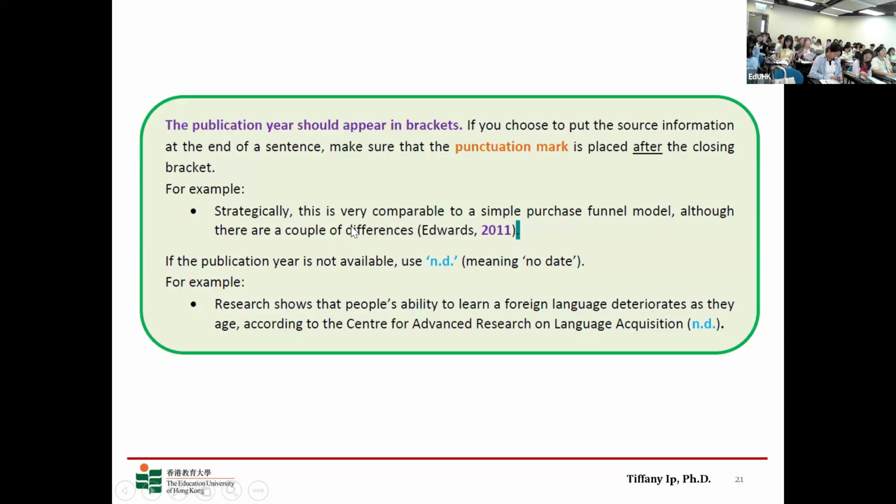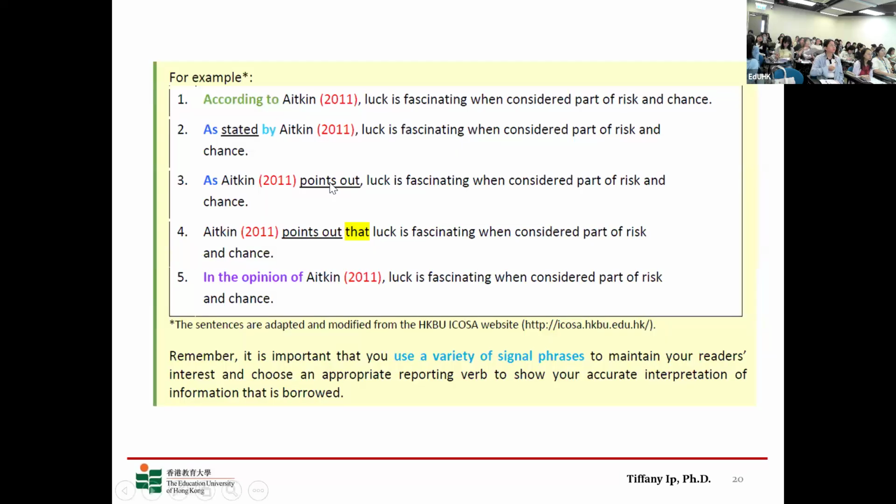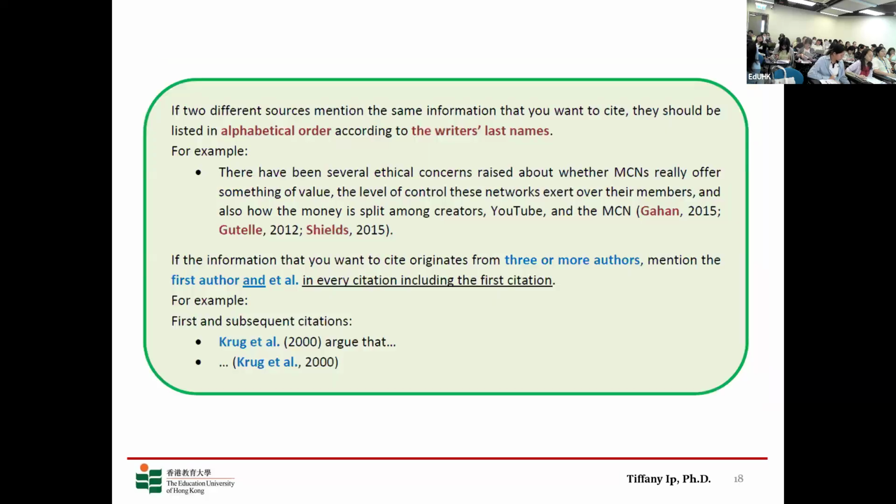And then some details I had to mention, like the publication year should always appear in brackets, right? Sometimes it's separately in brackets, and sometimes within the sentence. See, like this, the last name together with the year of publication in brackets, right? So it can be just the year in brackets or together with the author in brackets. But whatever the format, the year is always within a bracket.